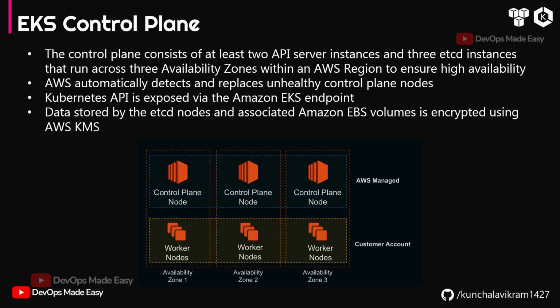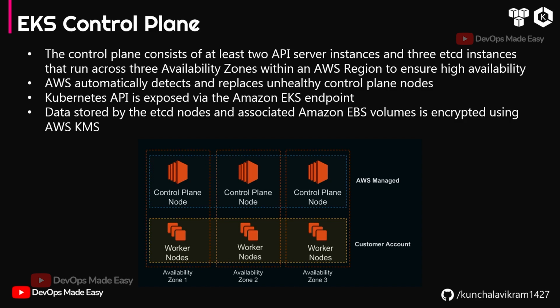But in case of EKS, your control plane will have 2 API server instances and 3 etcd instances that run across 3 availability zones within a single AWS region. This is to ensure high availability. So 2 API servers and 3 etcd servers run across 3 availability zones, and AWS automatically makes sure that it replaces unhealthy control plane nodes. It detects any unhealthy control plane nodes and automatically replaces them.